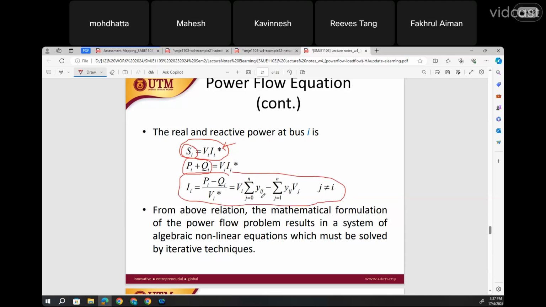Maybe if you refer to some of the references, the Y used over here, they use big Y: big Y1, Y11, Y12. So we can also use big Y, but remember that if you use big Y, it is the negative of this Y.